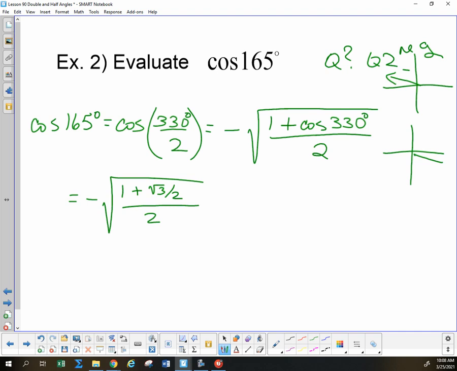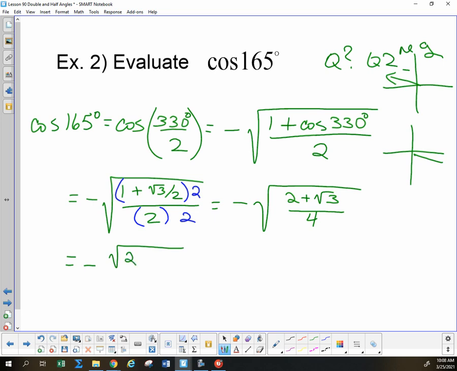And then we're going to do the same thing that we did before. We're going to multiply that whole numerator by 2 and that whole denominator by 2 so that we can clean up the fraction. So we have that negative sign out in front. And then in the numerator, we have 2 plus root 3. And in the denominator, we now have a 4. So if we keep the minus sign, square root of the numerator, square root of the denominator, we have that as our answer.